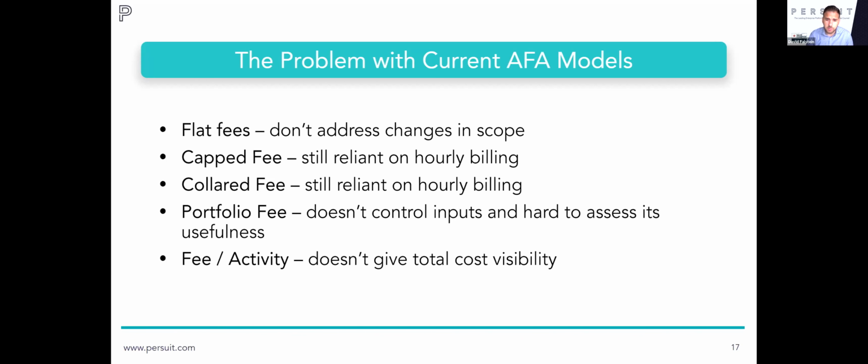Fee per activity is really effective, but then you don't get total cost visibility. If you just say, here's the price for the depositions, here's the price for the motions, and you don't actually ask for the total price in the matter, it works because you'll pay for all the activities and you may have a strong price for each of them. So it's a good approach, but then you as the client lose the overall cost predictability that you may be looking for.